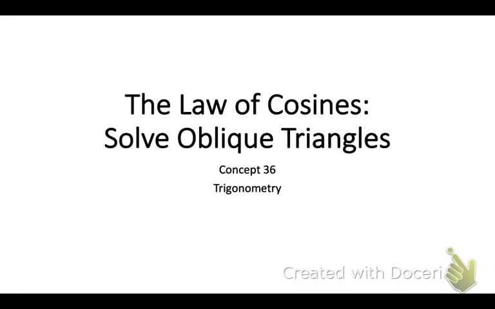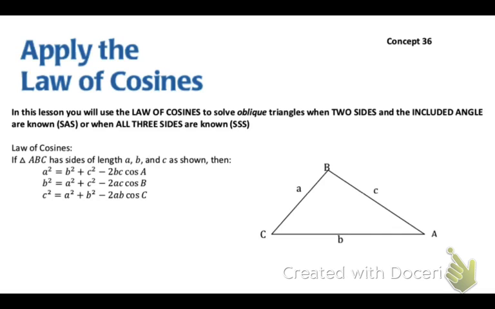Algebra 2, Concept 36, the Law of Cosines, solving oblique triangles. So in this lesson, you will use the Law of Cosines to solve oblique or non-right triangles when two sides and the included angle are known, or when all three sides are known. So this is what we call case 3 and case 4.